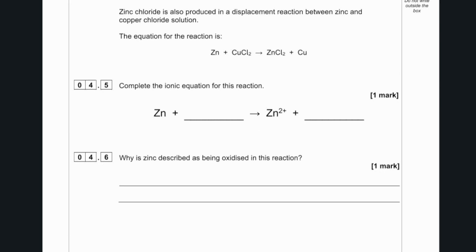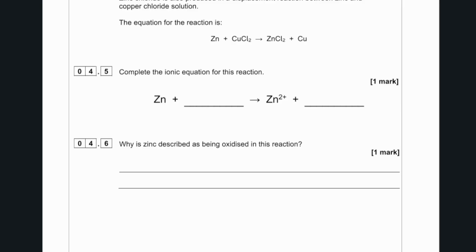Question 4.5 then. Zinc chloride is also produced in a displacement reaction between zinc and copper chloride solution. So this is a displacement reaction, really important to note that. The equation for the reaction is given there. Complete the ionic equation for this reaction. So here we want to think about the ions that are present. So we're told that zinc goes to zinc 2+, and with the ionic equations, they always need to be balanced.